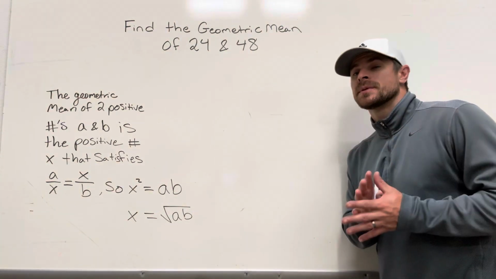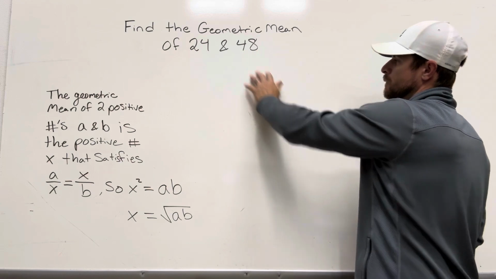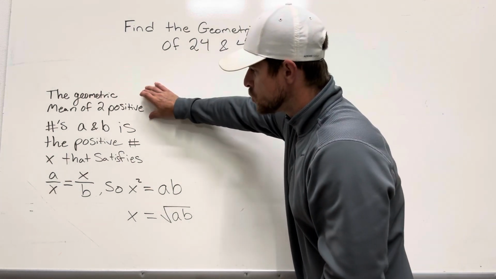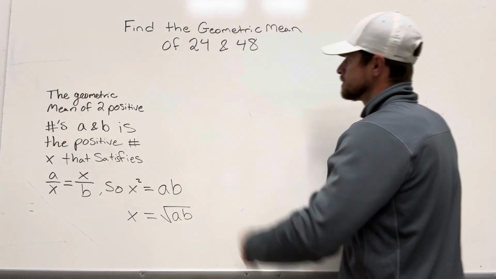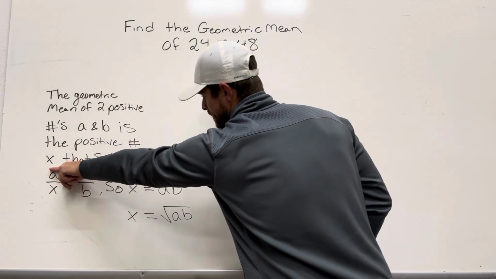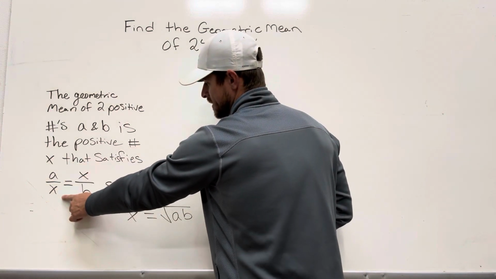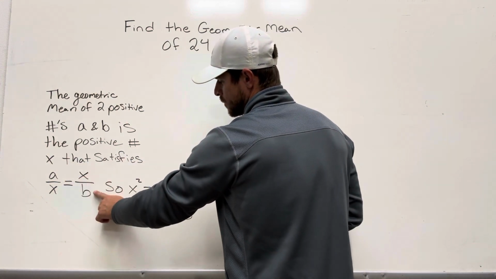All right, in this problem, we are being asked to find the geometric mean of these two values, 24 and 48. So the geometric mean of two positive numbers, A and B, is the positive number X. So we're looking for that value that satisfies A over X being equivalent to X over B.